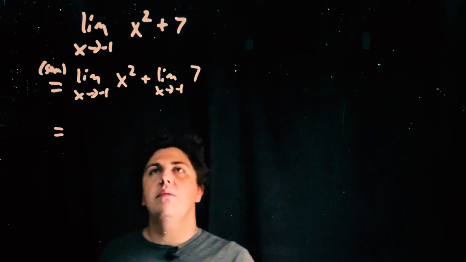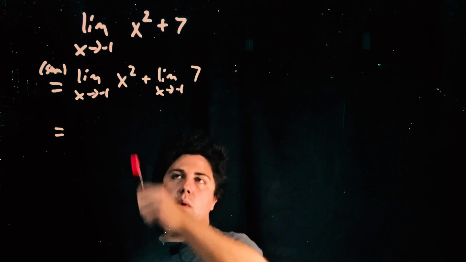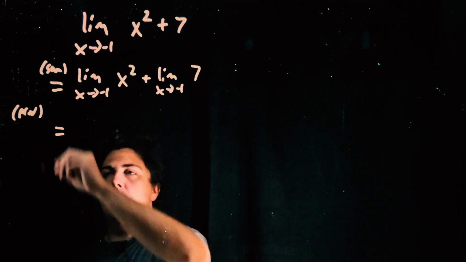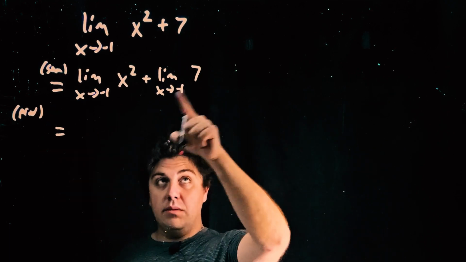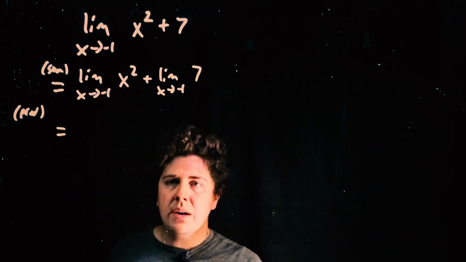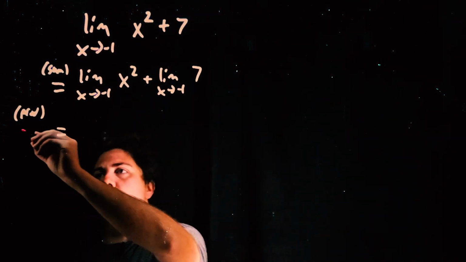But now we can use two limit laws. x squared is the product of x and x, so we can use the product limit law, and for this we can use the constant multiple limit law: 7 is 7 times 1. We're going a little slow here, but we just want to get used to the rules.